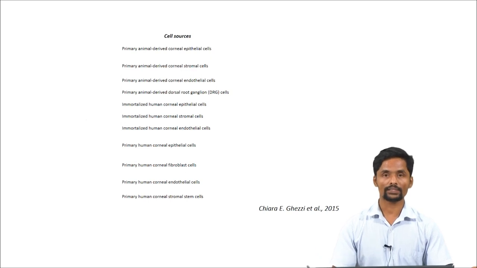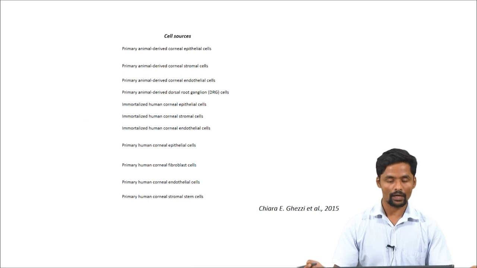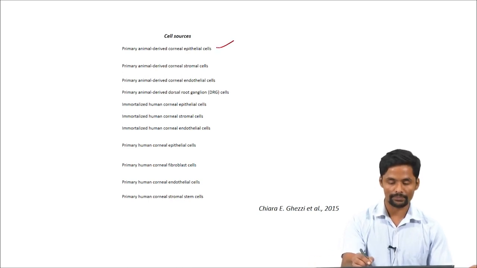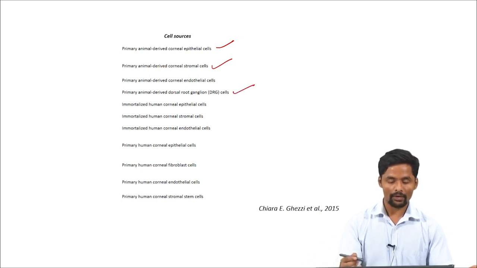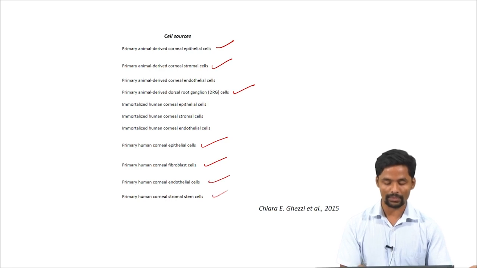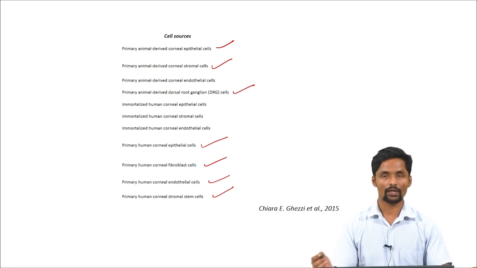And various types of cell sources have been used for constructing the corneal tissue. For example, primary animal derived corneal epithelial cells and primary animal derived corneal stromal cells, dorsal root ganglion cells, and they have also used human corneal epithelial cells, human corneal fibroblast cells, endothelial cells, and human corneal stromal cells as a cell source for constructing the corneal tissue.